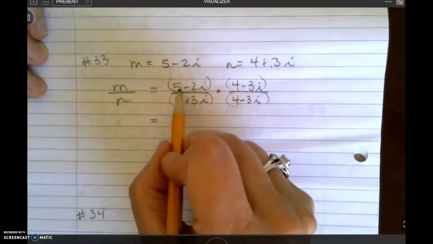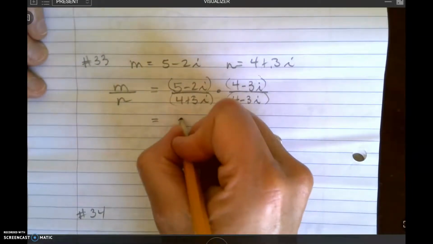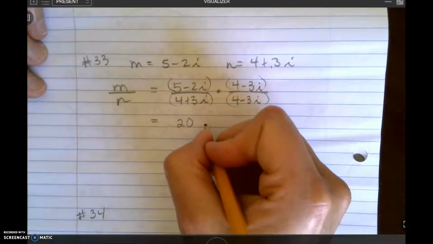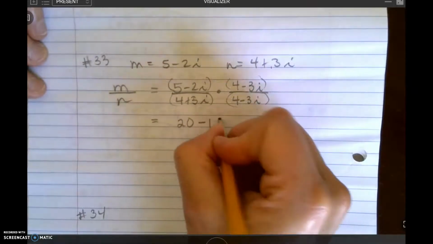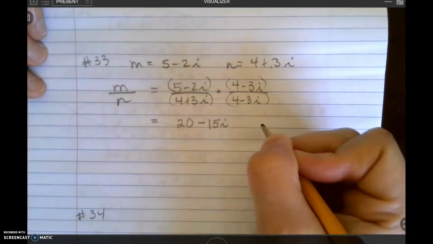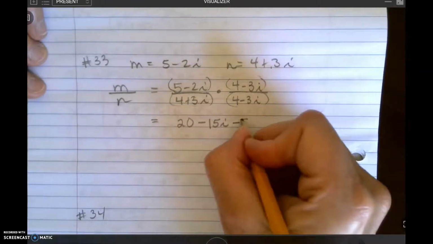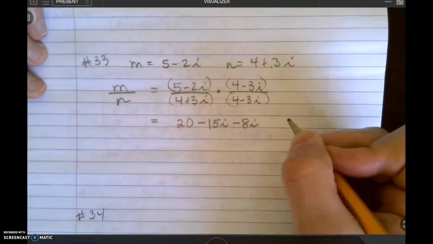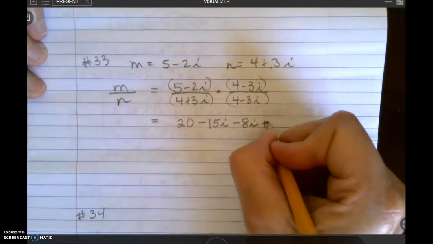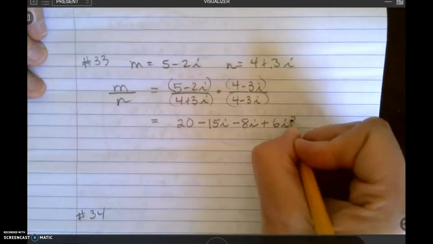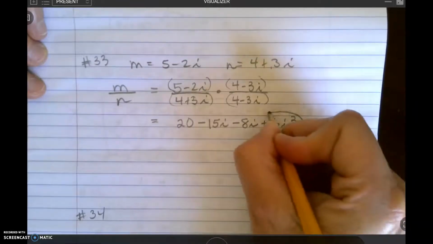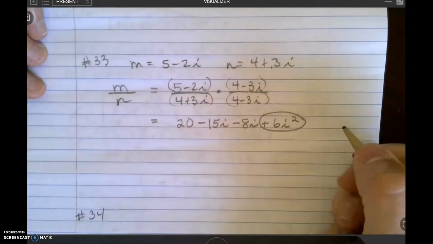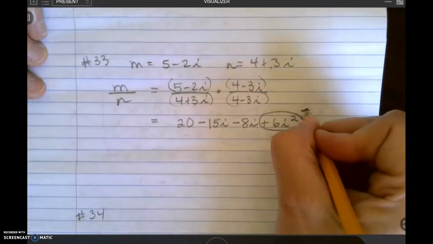And now I've just got lots of foiling to do. When I FOIL the numerator, I get 20 for the first. The outers, I get minus 15i. My inners, I get negative 8i. In my last term, I get plus 6i squared. But please remember that i squared is -1, so this becomes minus 6.